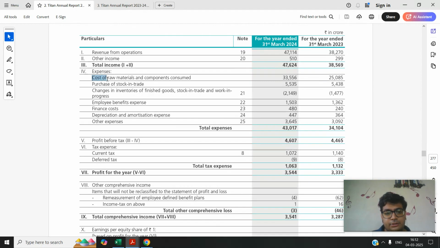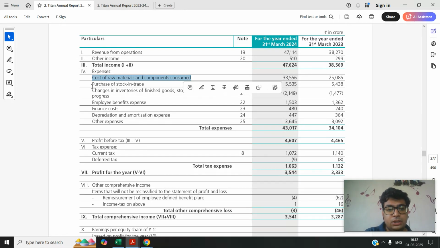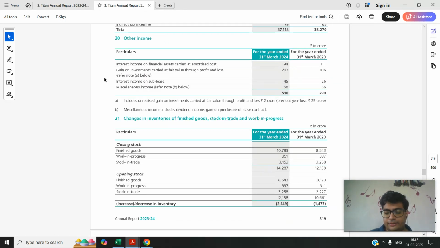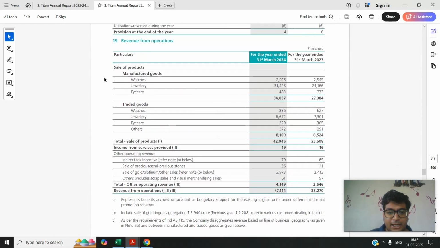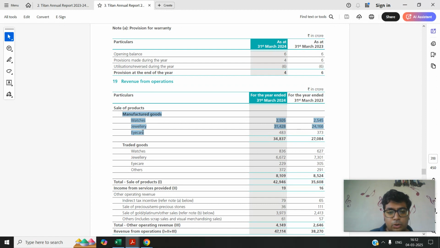The first heading in expense is cost of raw material and component consumed. Now what does it mean? So let's read this slowly and break it down. Cost of raw materials consumed, cost of component consumed. It means Titan, if you look on the income side, they manufactured goods, right? They manufactured watches, jewelry, eye care. To manufacture these they must have had to buy raw material, they must have had to buy certain components, this is the cost of that.